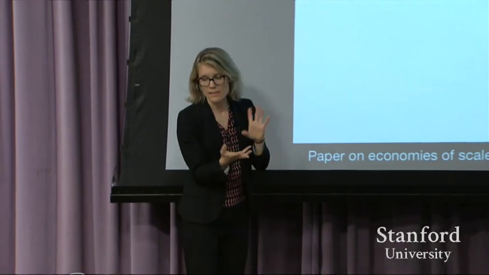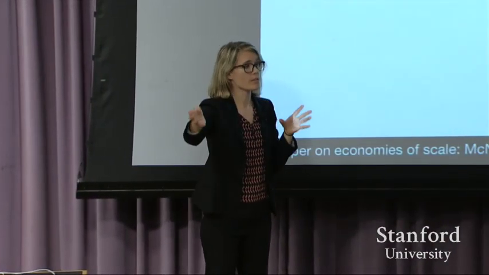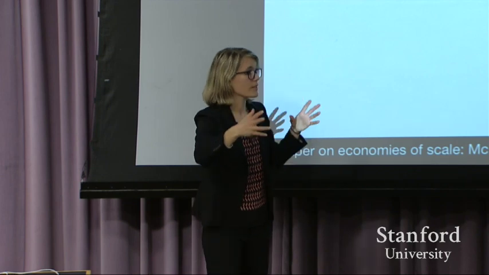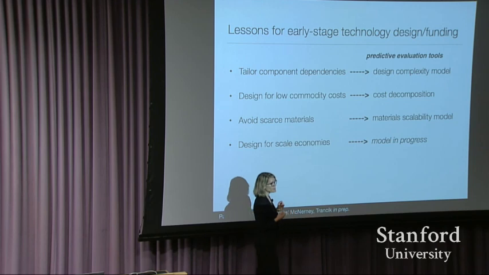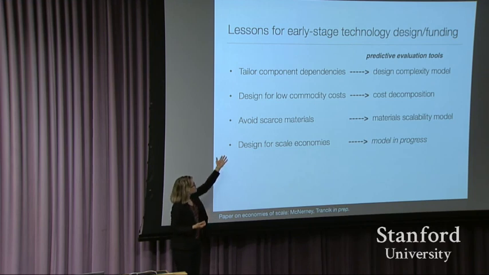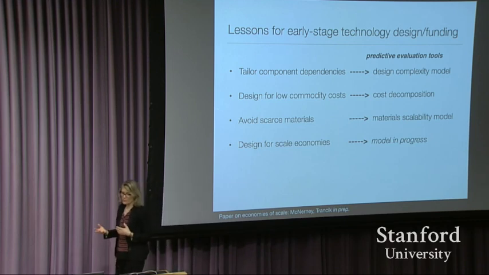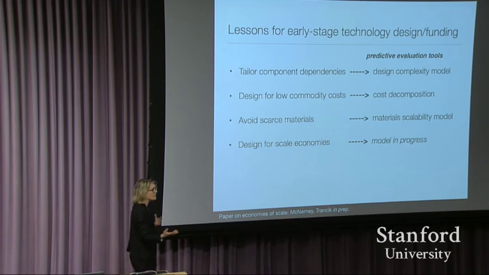So what are some of the lessons? Well, we may be able to tailor component dependencies. And here I'm talking about components within the artifact itself, as well as components in the production process of manufacturing a technology. We can use this design complexity model and the design structure matrix to design for rapid improvement. We can also design for low commodity costs, and one of the tools for informing that is a cost decomposition and these cost equations that I mentioned.